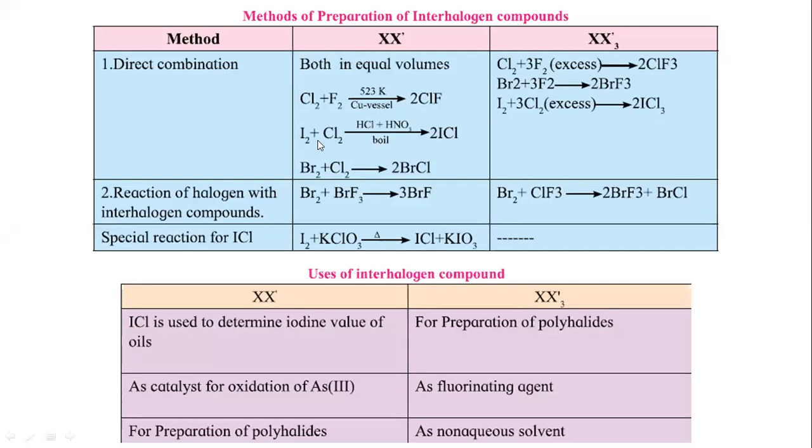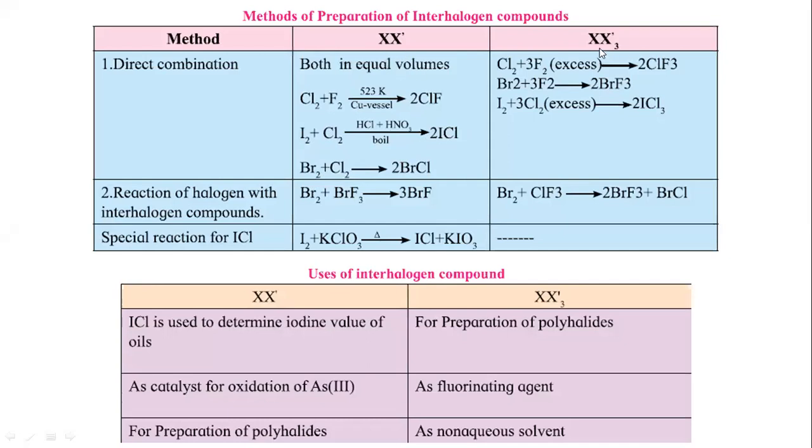Another example is I2 plus Cl2. This reacts in the presence of strong hydrochloric acid and strong nitric acid. They give 2 ICl. Then Br2 plus Cl2. This is the direct combination of two halogens. Br2 plus Cl2 gives 2 BrCl. So XX dash compounds are prepared by using this method.